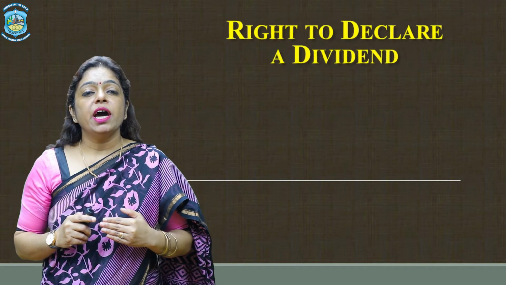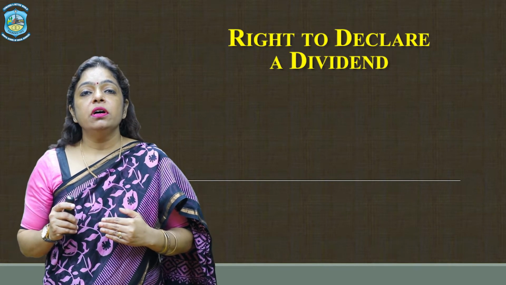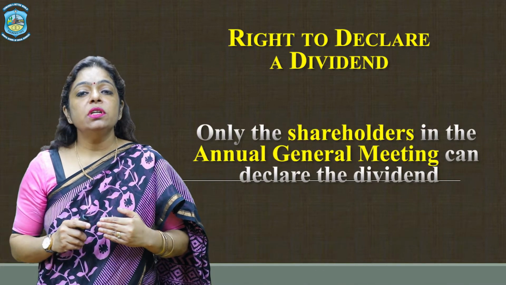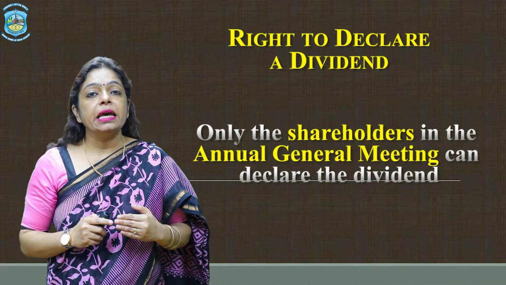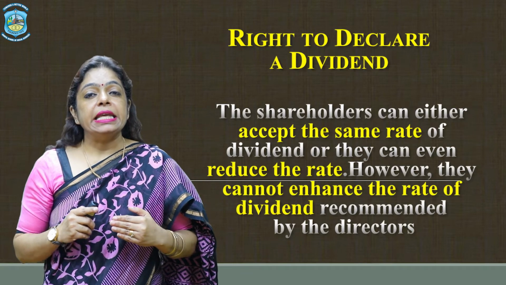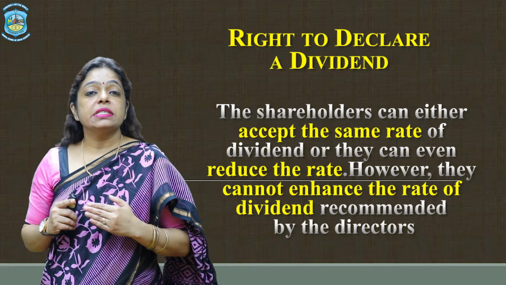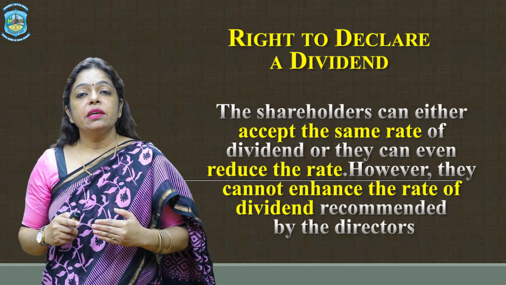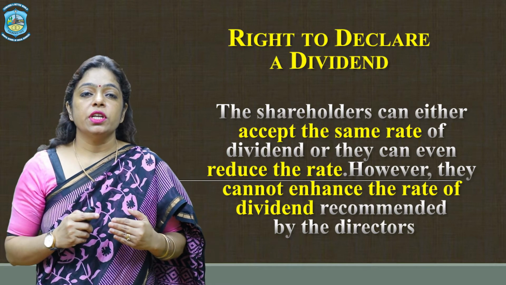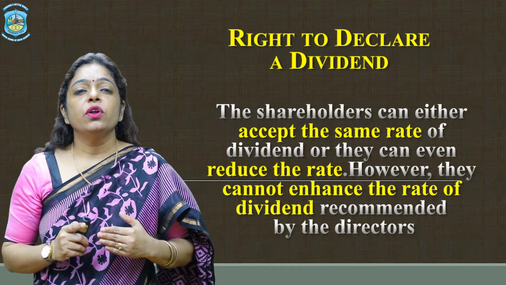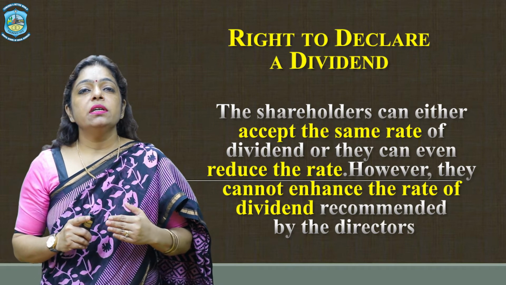Number 2. Right to declare a dividend. Only the shareholders in the annual general meeting can declare a dividend. The shareholders can either accept the same rate of dividend or they can even reduce the rate. However, they cannot enhance the rate of dividend recommended by the directors.